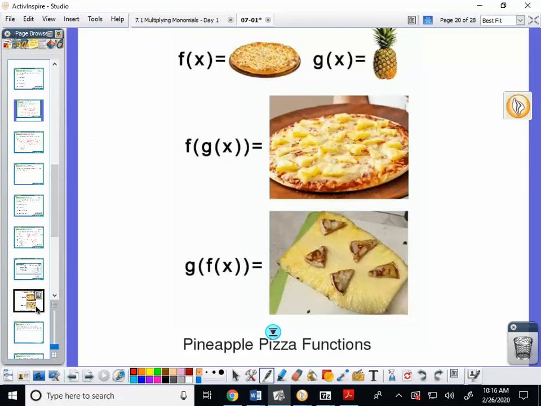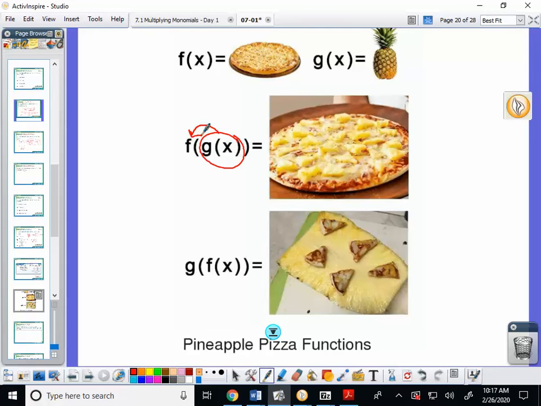Okay, I'm going to use pineapple pizza to help you understand compositions. So, pretend f of x is a pizza, and g of x is a pineapple. So this right here means f of g of x. What that means is I'm going to take my g of x and I'm going to put it into the f function. I'm going to take my pineapple and I'm going to put it into the pizza, which gives me pineapple pizza, right?